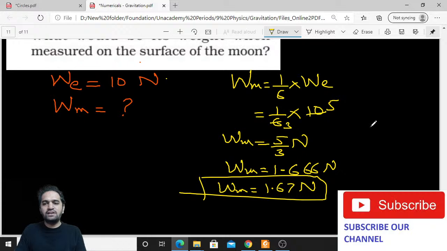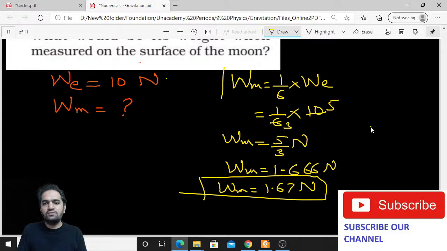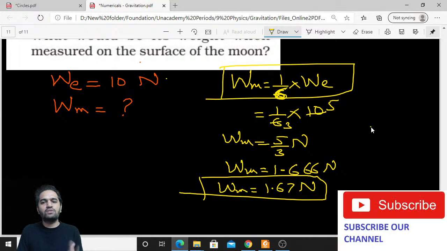So in the exam, it is totally fine if you directly use the formula, that is weight on moon is equal to 1/6 of weight on earth. Okay, that is totally fine. You can use that particular formula in the exam also.